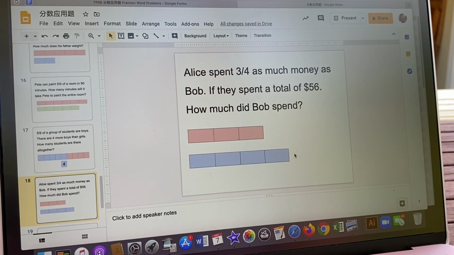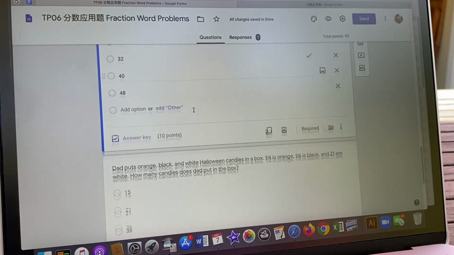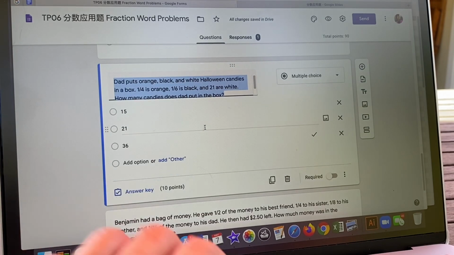How much money do they spend together? And if they spend altogether 56, each block will be 56 divided by 7, right? So $8. So altogether, then Bob spends 4 times 8, $32.